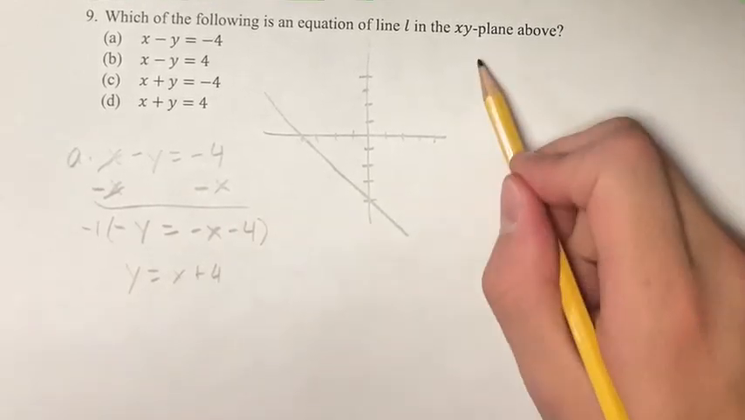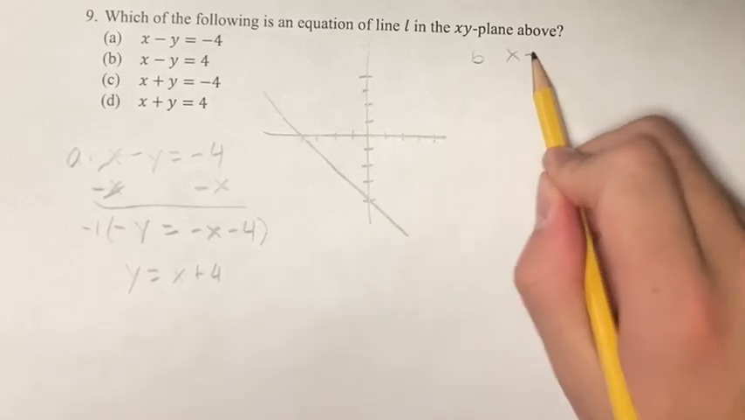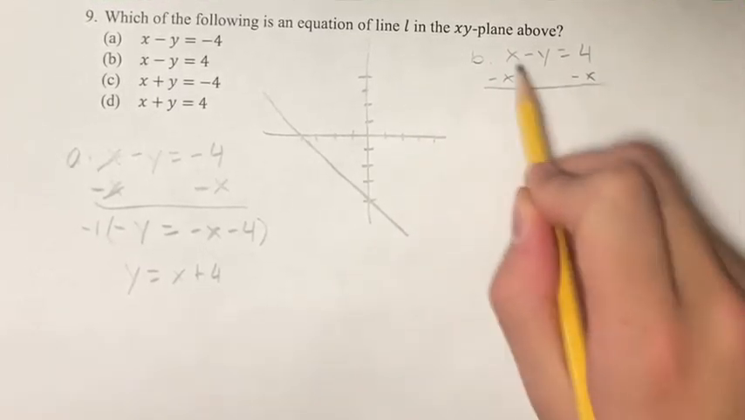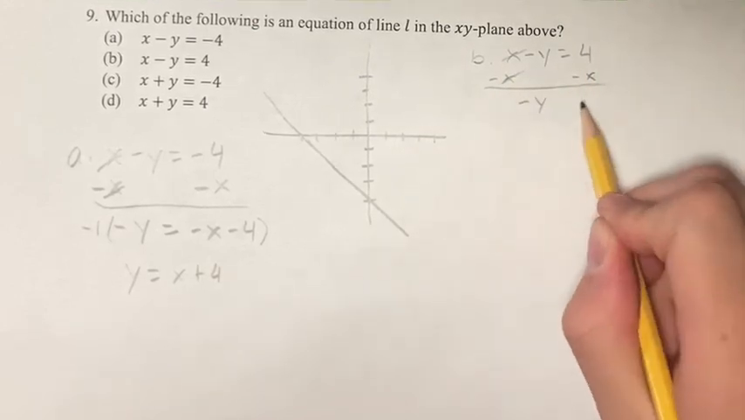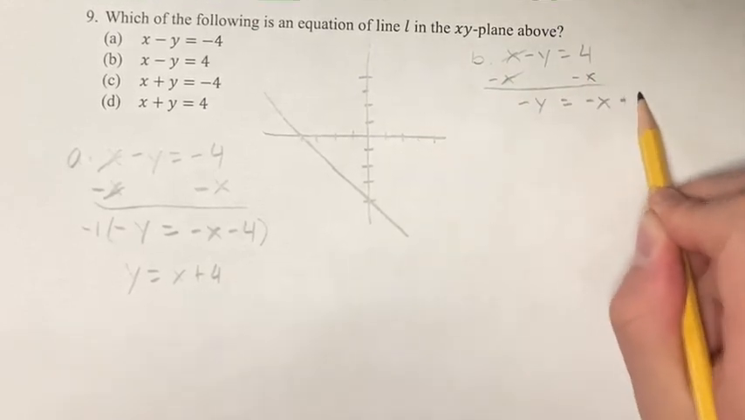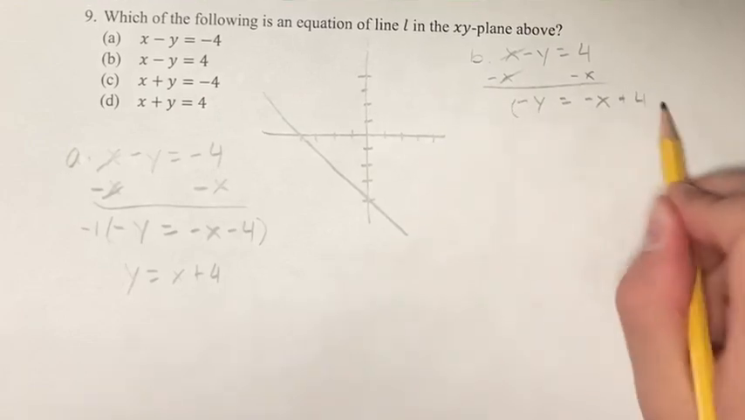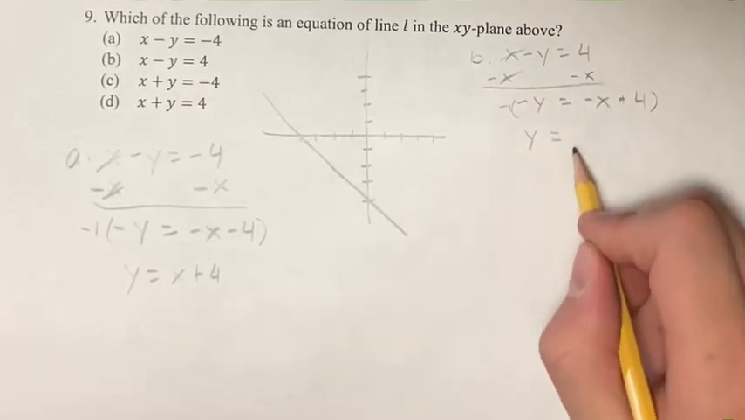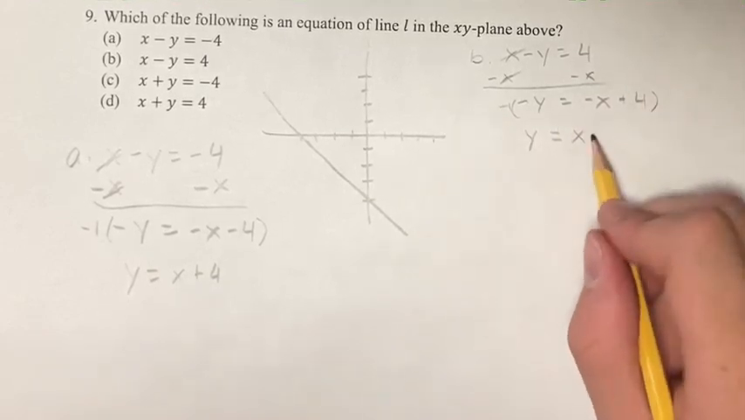For B, we have x minus y is equal to 4. Subtracting x again, these cancel out, we get -y is equal to -x plus 4. Multiplying by -1: -1 times -y is y, is equal to -1 times -x is x, -1 times 4 is -4.